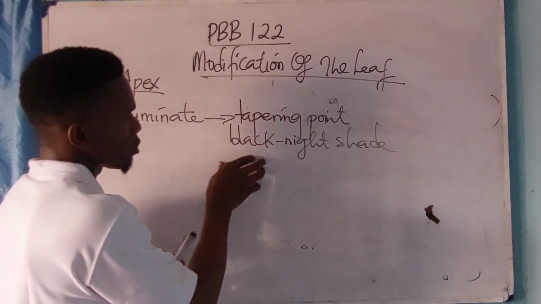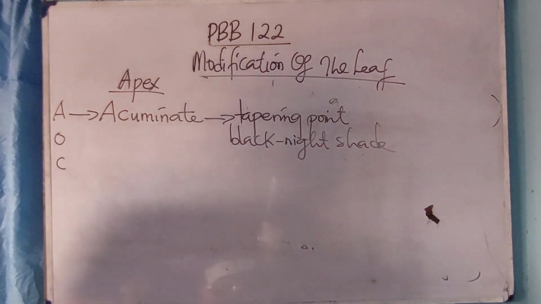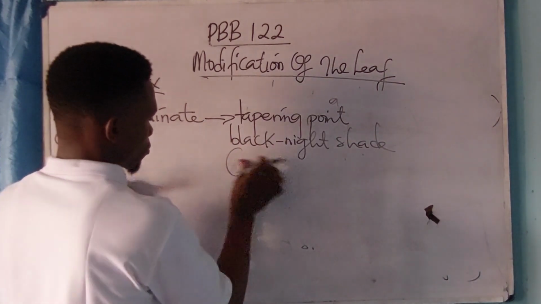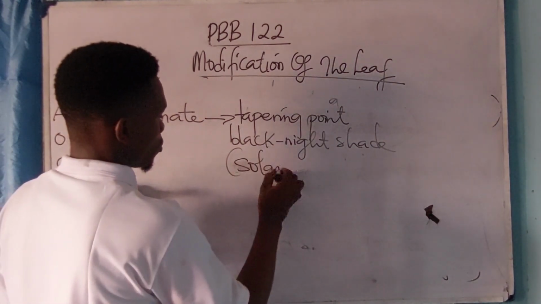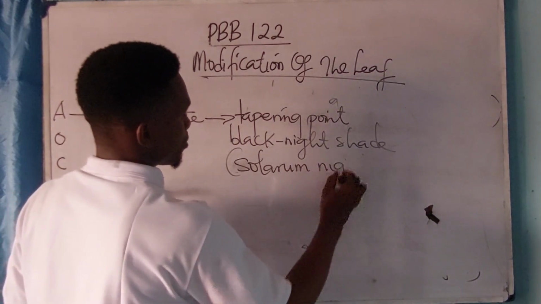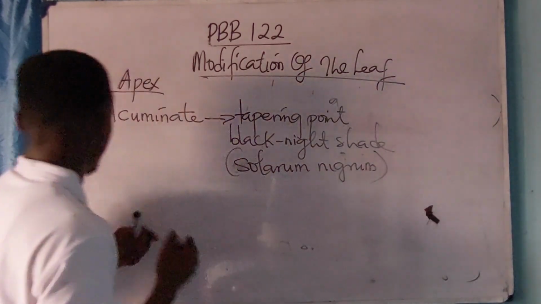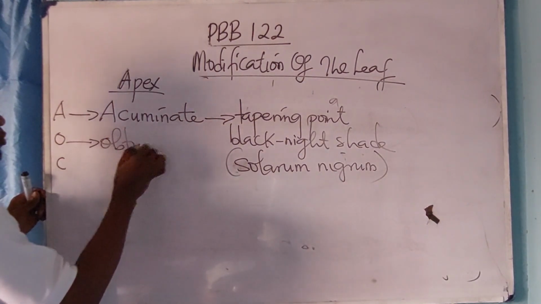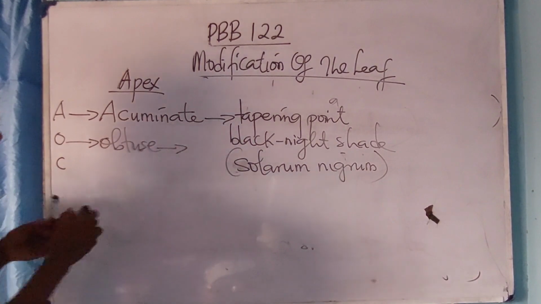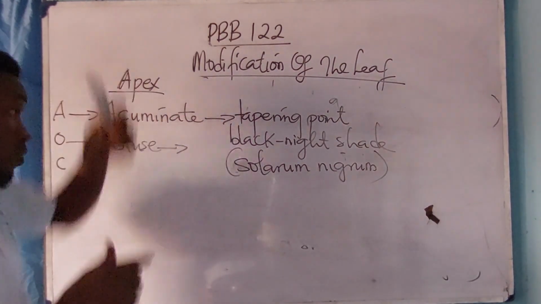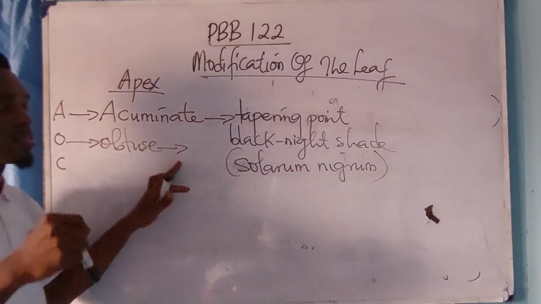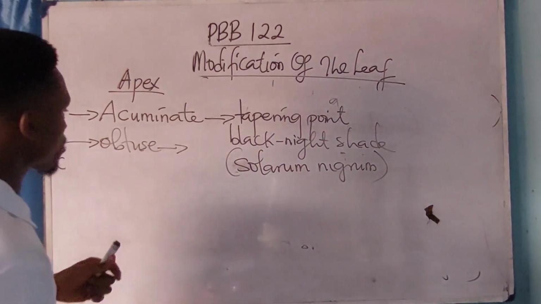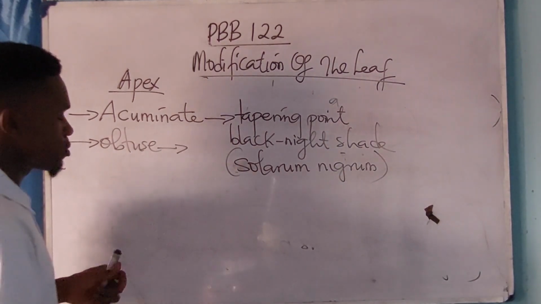Now, a good example is the black nightshade, and it is called Solanum nigrum. Now, a leaf is said to be obtuse when it is blunt, when it has a round, blunt point.